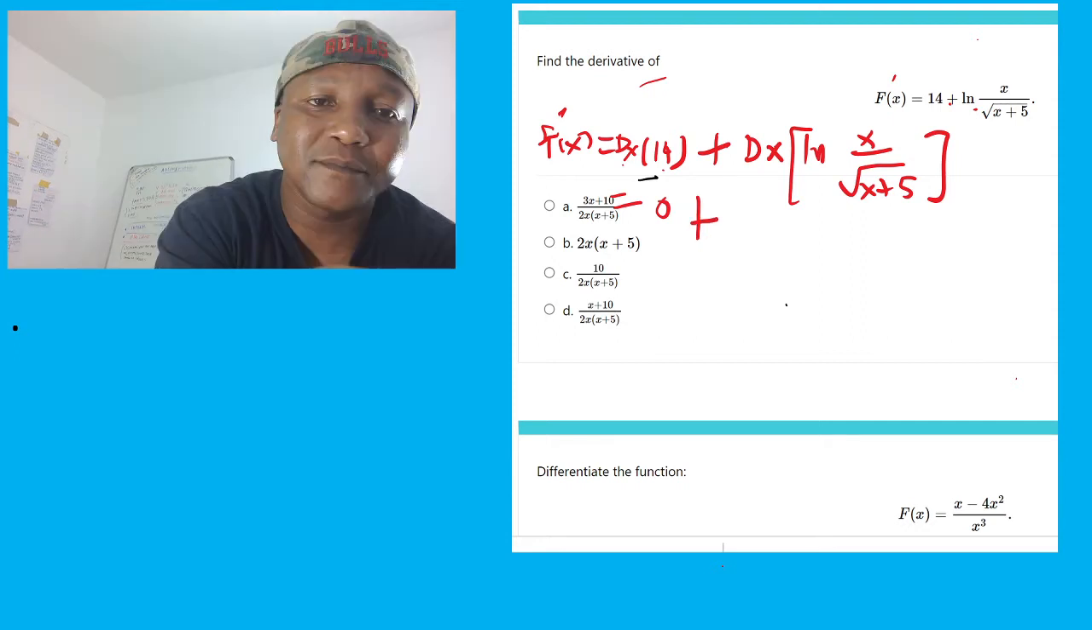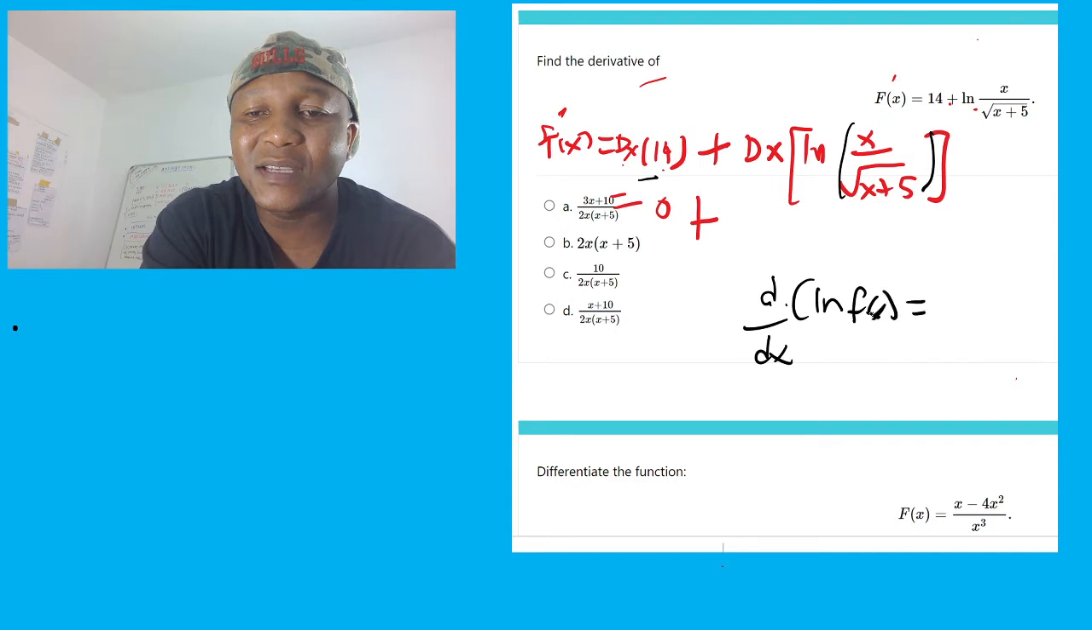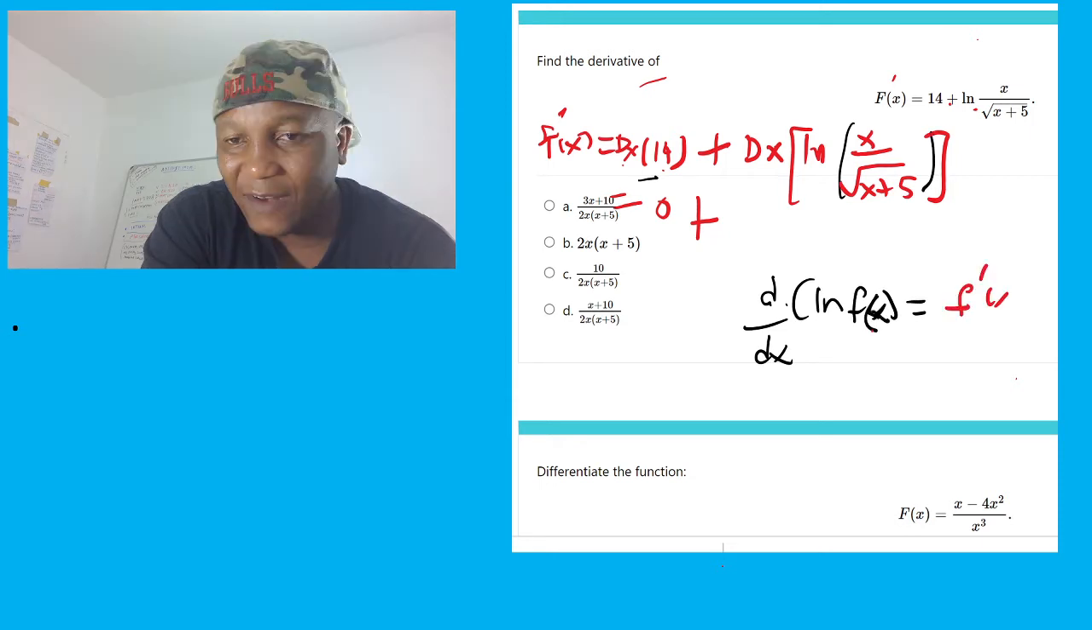Let me explain ln of a function, then we're going to do that question. Let's say we take the derivative of the ln function, ln of f of x. You see this f of x? You take the derivative and it becomes f prime over exactly f of x. That's how you do it.